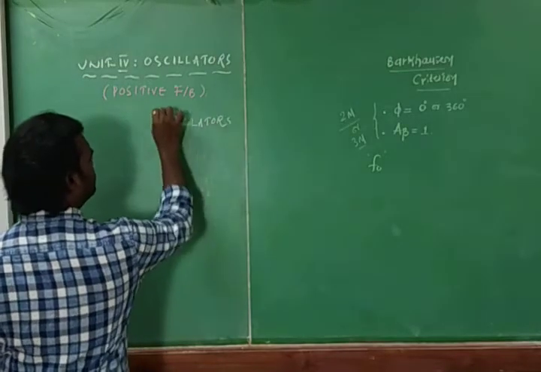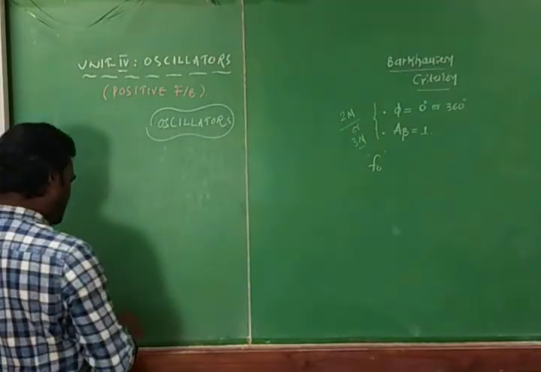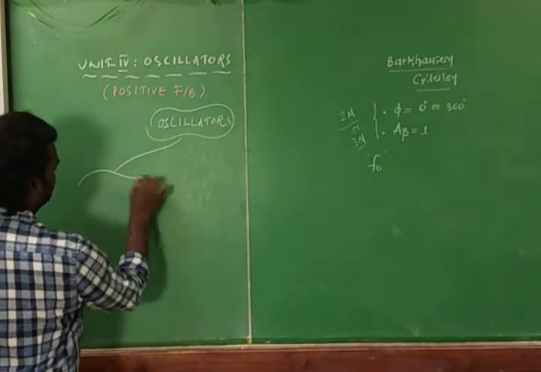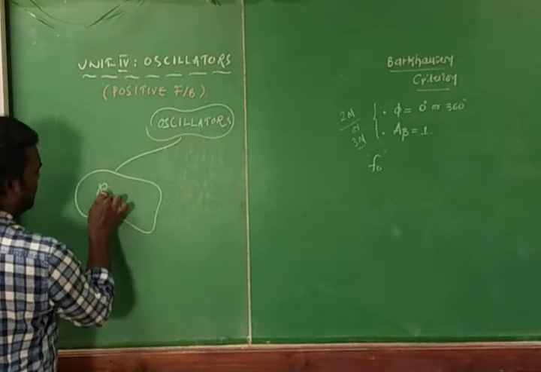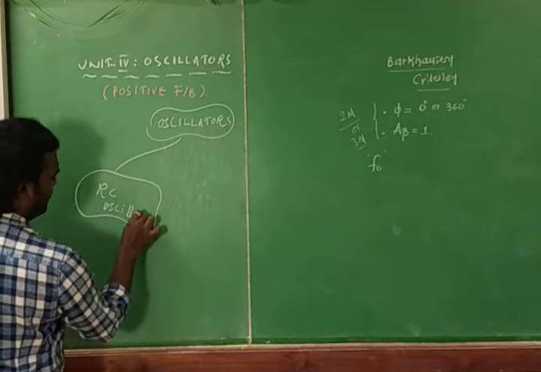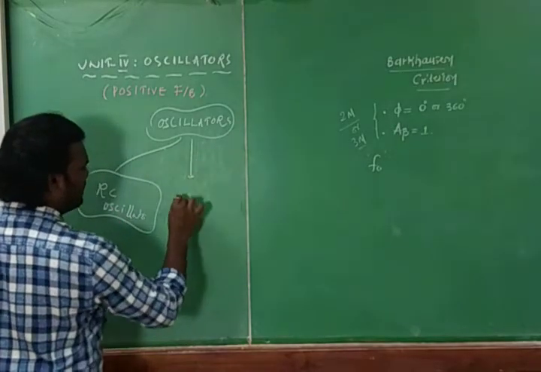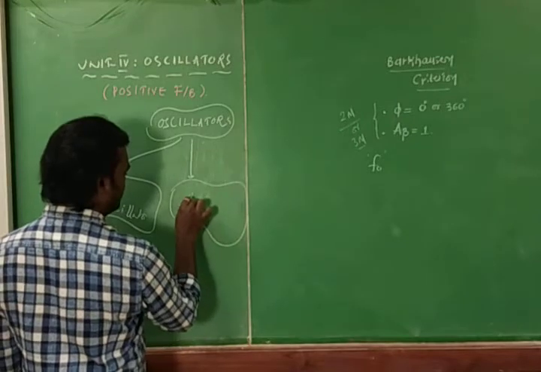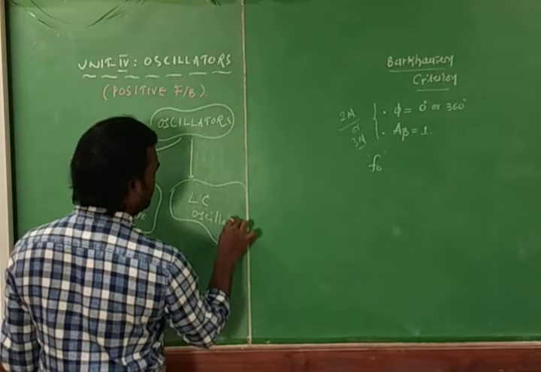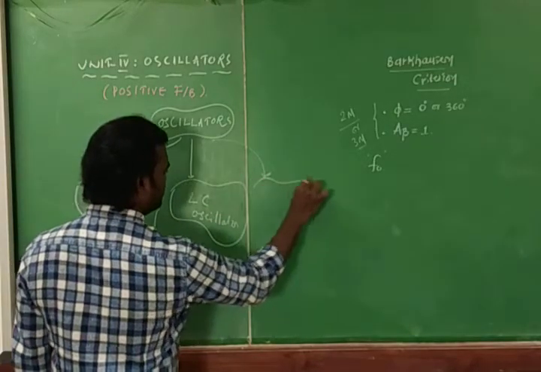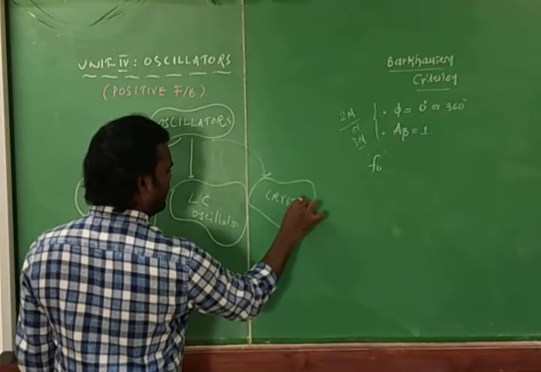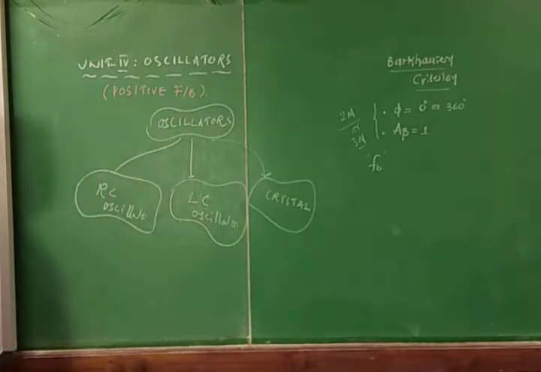Oscillators can be of 3 types. The first type is the RC oscillator, the second type is the LC oscillator, and the last type of oscillator is called the crystal oscillator.